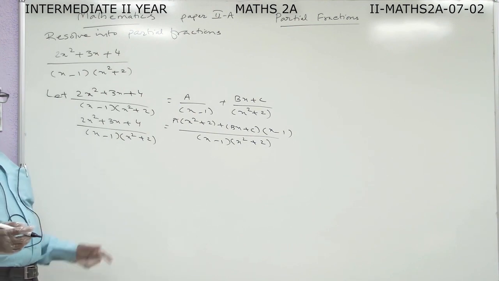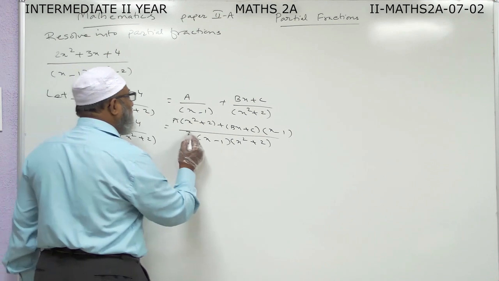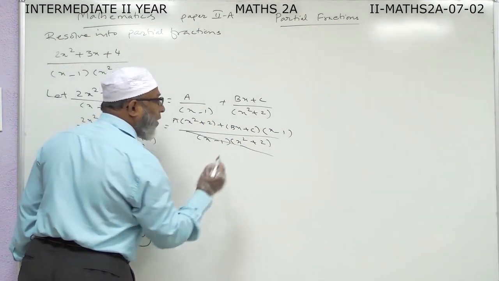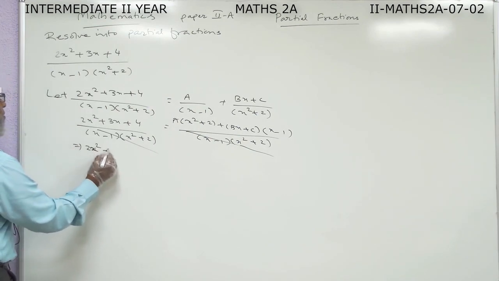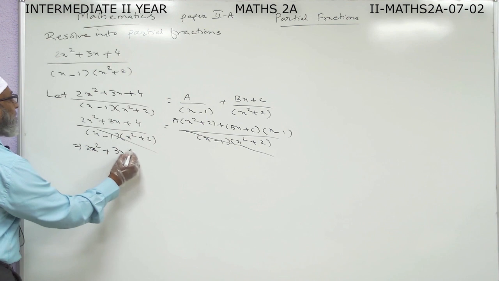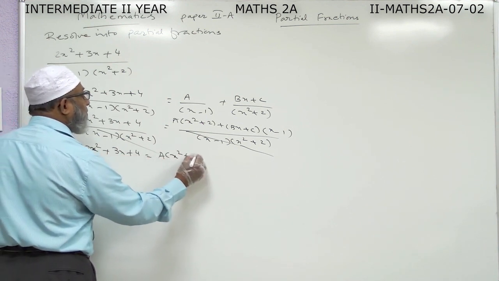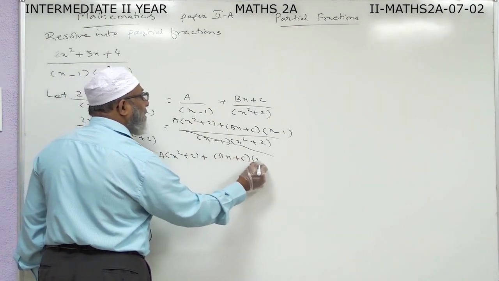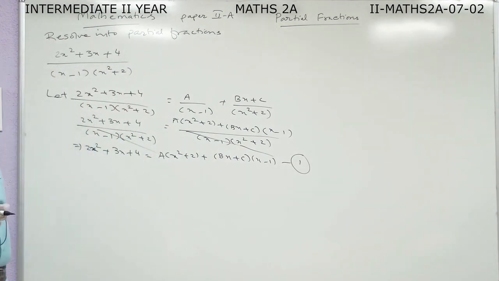By observing, you may see that the denominator of both sides is the same. Therefore, we can cancel this. Now, what is remaining? 2x square plus 3x plus 4 is equal to a into (x square plus 2) plus (bx plus c) into (x minus 1). I name this equation as equation 1.